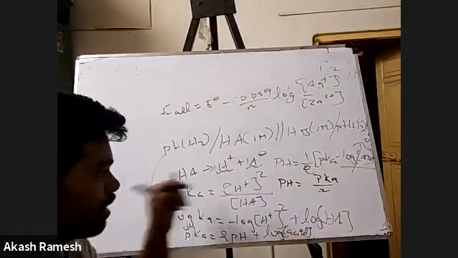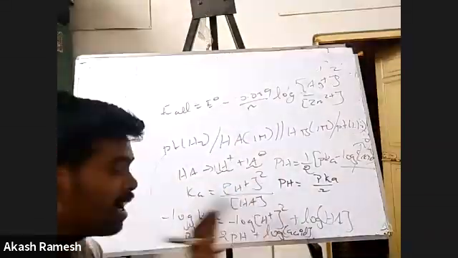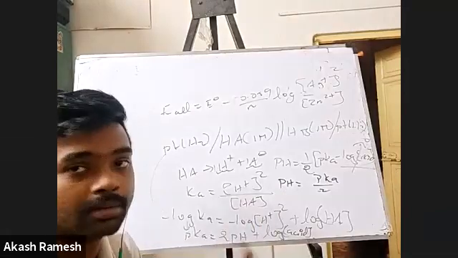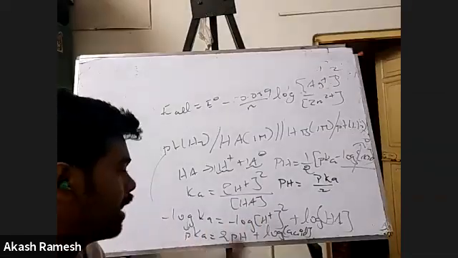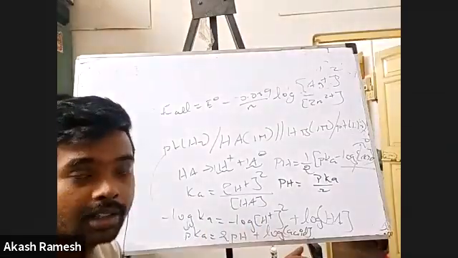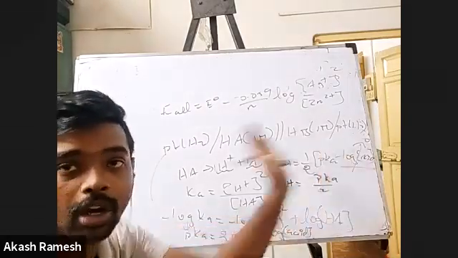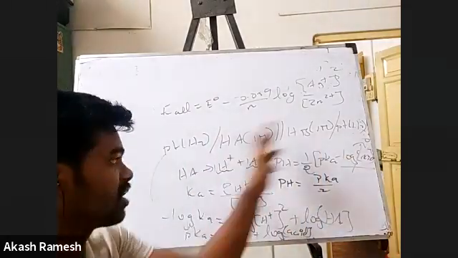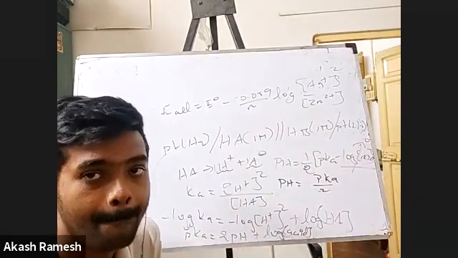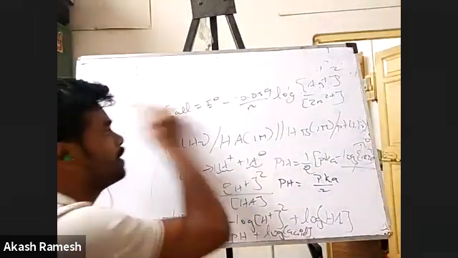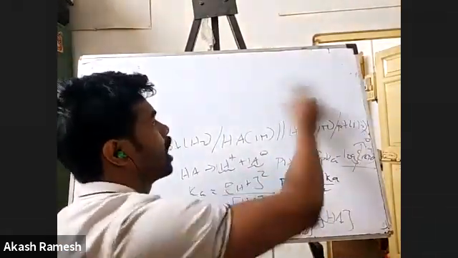Hope you understand what I did here. I just took Ka as H plus squared divided by HA. Then I took negative log on both sides. Nothing else. And I got pKa and pH and the log of concentration of acid, which is 0 in this case because the concentration of acid is 1 in both cases, HA and HP as well. Okay. Now let me go for the Nernst equation. Let me see how I can fit this in.